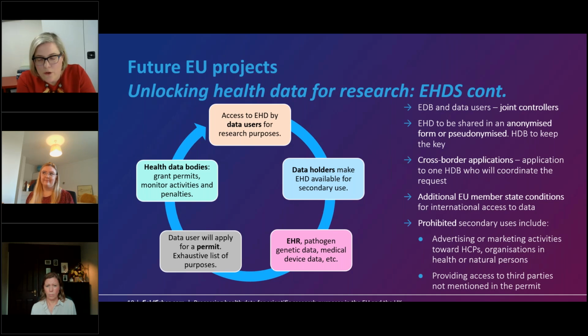So let's have a closer look. And first of all, we'll have a look at the diagram on the left-hand side of the slide. So starting from the top and moving clockwise, the starting point is a data user wishing to access electronic health data for research purposes. So the European Health Data Space Regulation sets out that data holders shall make certain categories of health data available for secondary processing purposes. These may be personal or non-personal data, as I mentioned earlier, and it might be shared in an anonymized form.